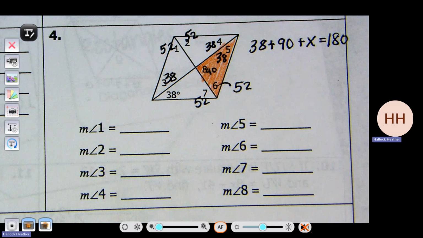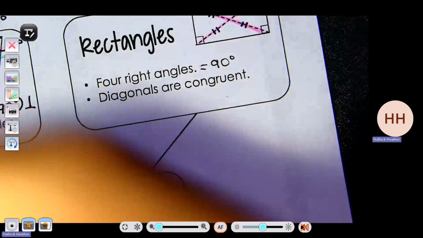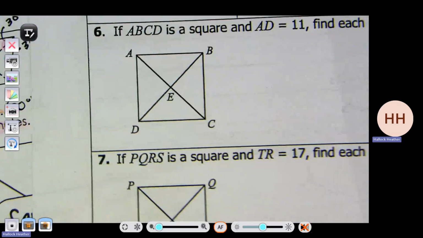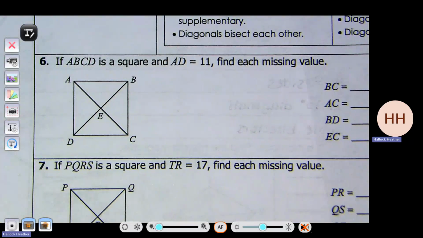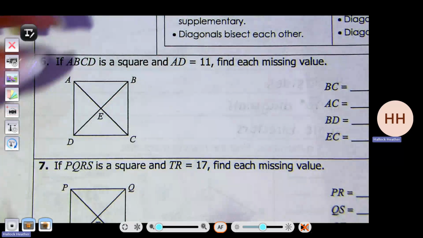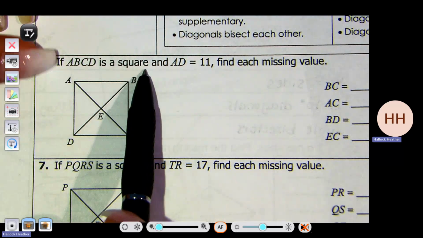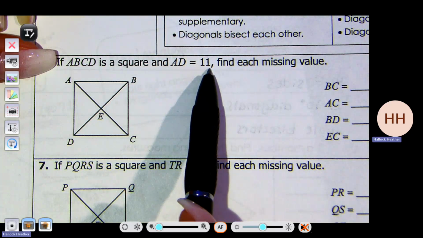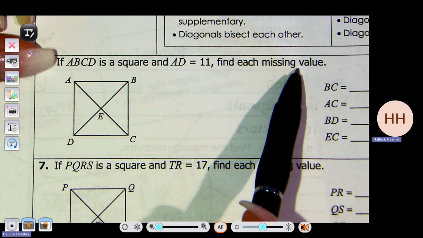Okay, we're gonna do one square problem on the back. So the front is all rhombi. On the back side is your squares mixed with rhombuses. So let's do number 6. Number 6 gives us one piece of information, and based on that one piece of information, we're gonna find everything that goes along with it. So it says if ABCD is a square, AD is 11, we're going to find each missing value.